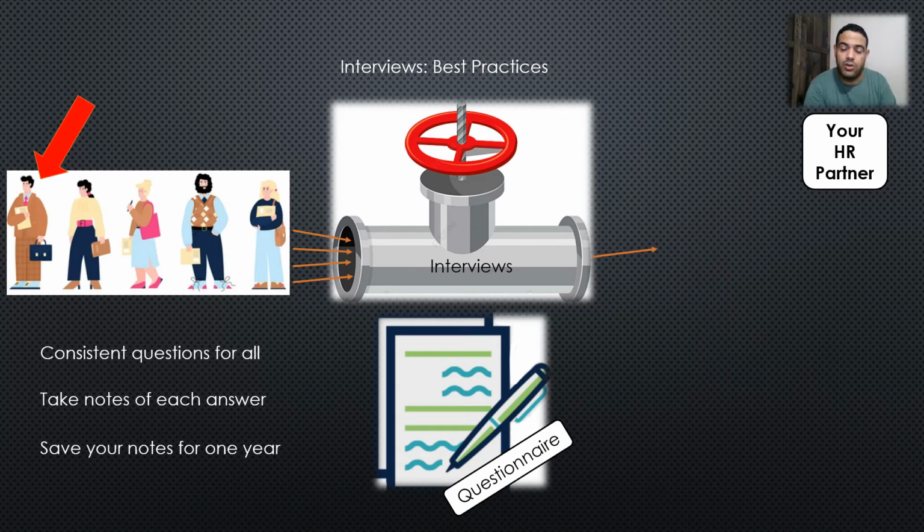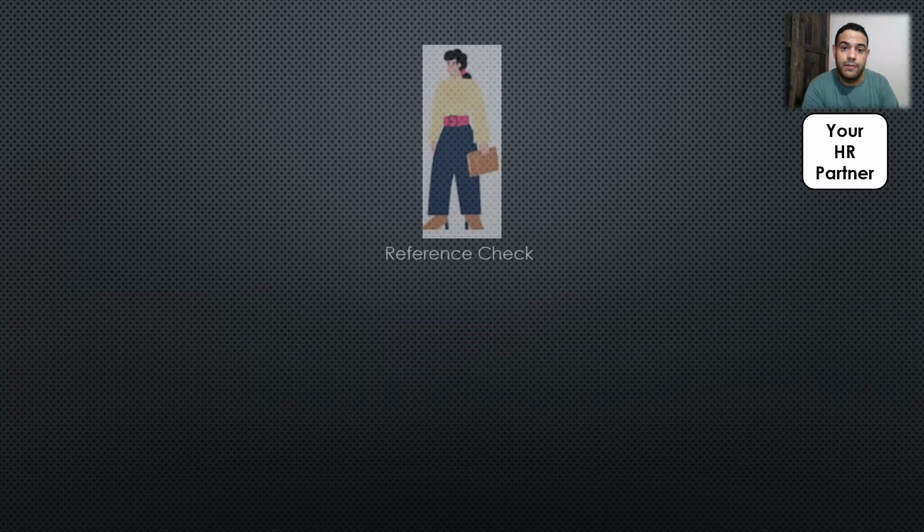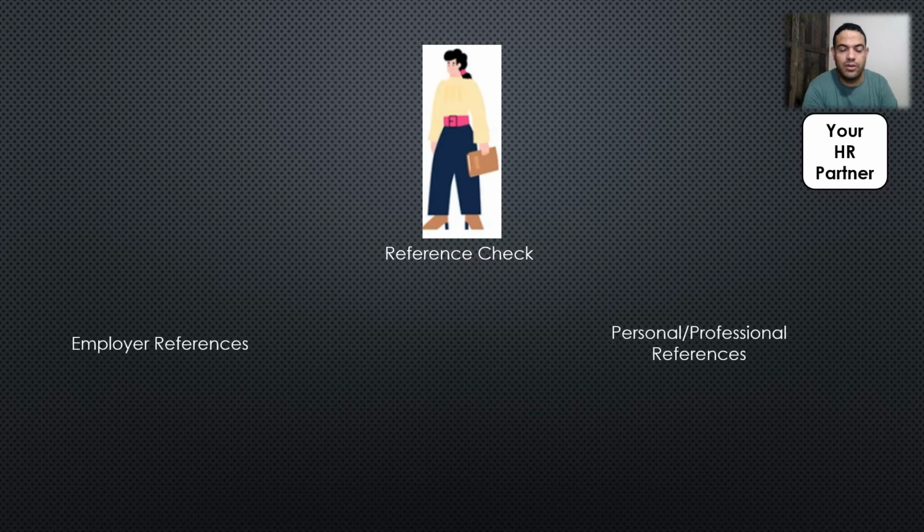Now that you have selected that person and you need to move forward with them, they're right here. Now it's time to do reference check. In terms of reference check, there's an employer reference or employer references, and there's personal or professional references that you want to look into. In regards to employer references, you're really able to do only two things. One is confirm who the employer is and confirm the time that they worked at that employer.